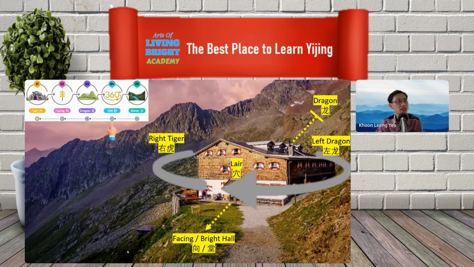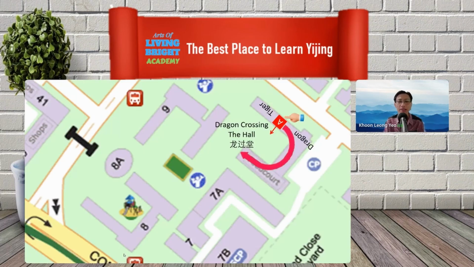So facing is what we call the bright hall, the Ming Tang. Behind we call the Lai Long. On the left side is called the Zuo Qing Long. Right side is the Yu Bai Hu. Front is called the Xiang or the Ming Tang. And some people might call it Zhu Que. Not wrong.